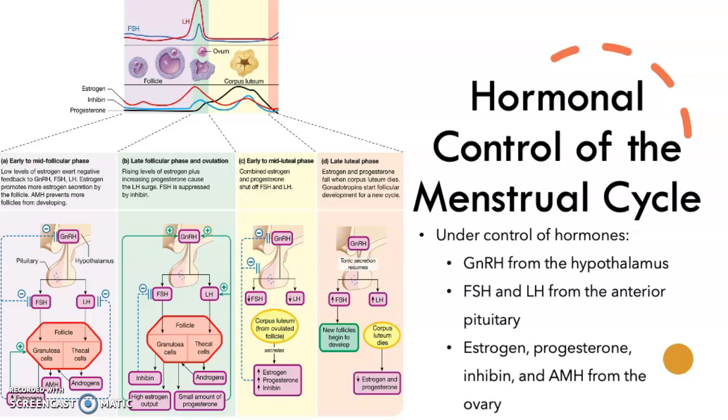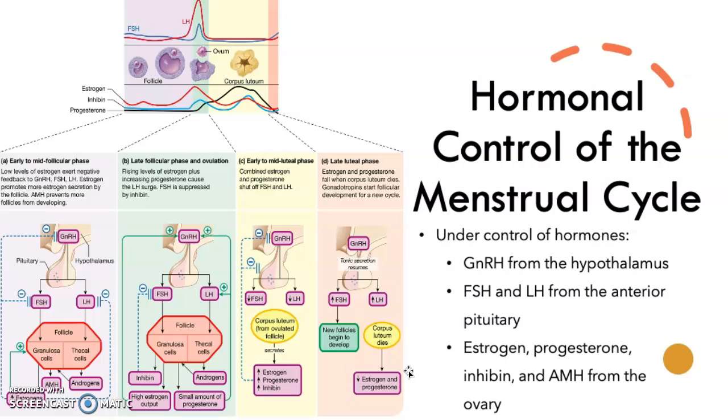All right, so this is an overview of the hormonal control of the menstrual cycle. We'll be looking at this diagram right here in different panels, and it will go into detail of each of these 4 different panels over the next few slides. But first, the menstrual cycle is under control of hormones, which create these positive and negative feedback loops.